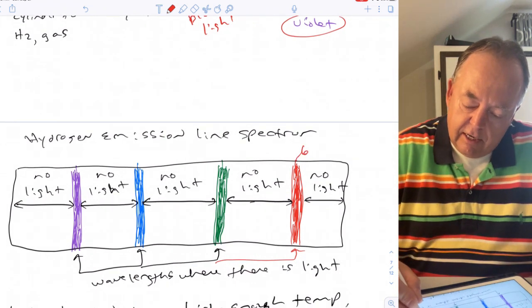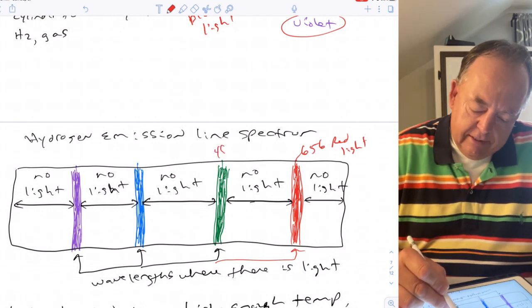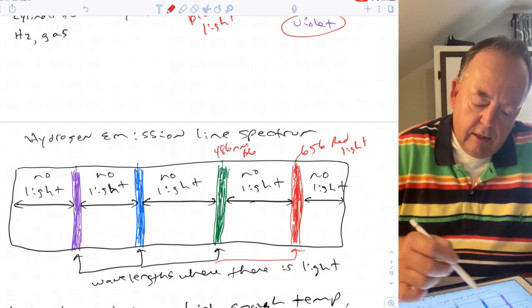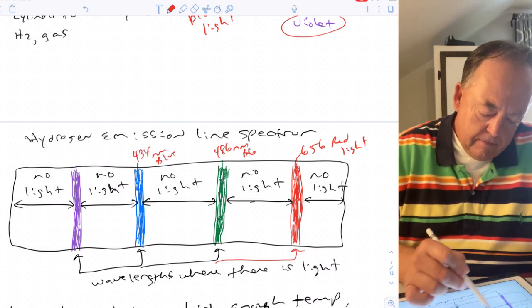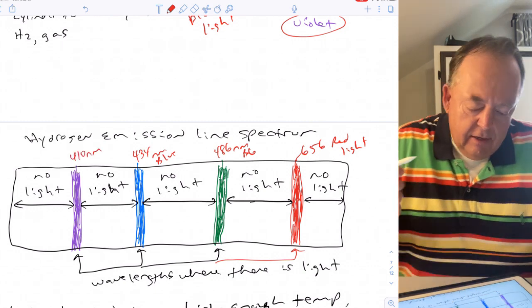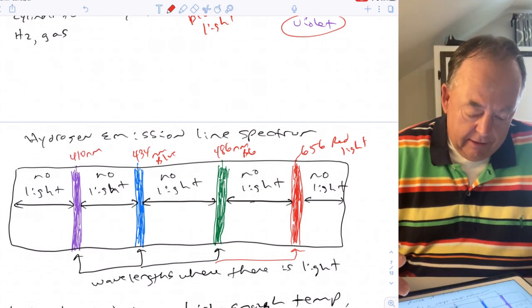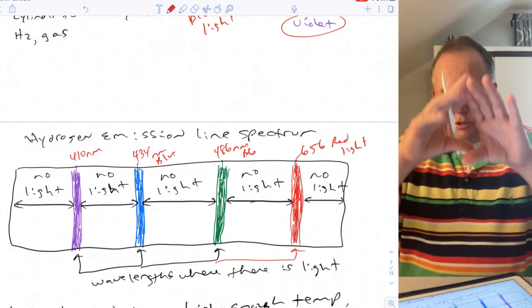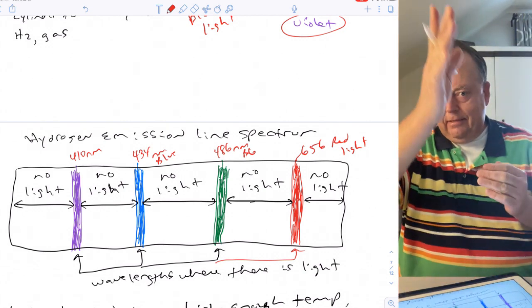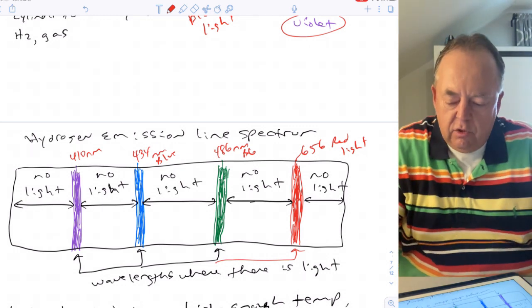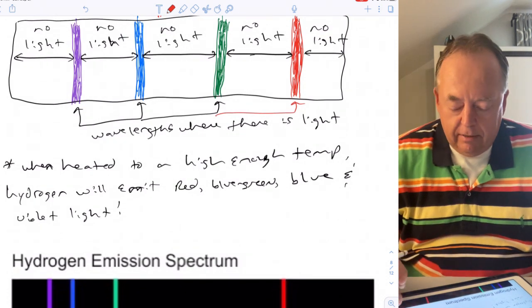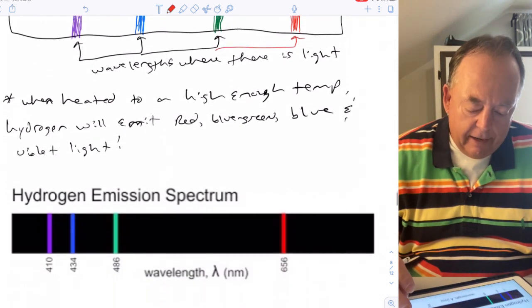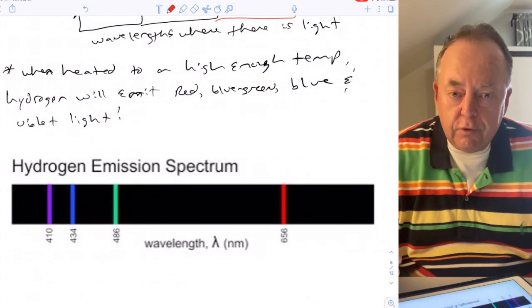At 656 nanometers, you see red light. At 486 nanometers, you see blue-green light. At 434 nanometers, you see blue light. And at 410 nanometers, you see violet light. This is what's known as a line spectrum. If you projected that onto a wall, you just have lines where there's light, and in between there's no light. So when heated to a high enough temperature, hydrogen will emit red, blue-green, blue, and violet light. This would be a prettier picture of it.